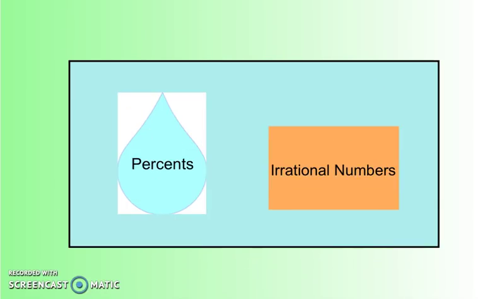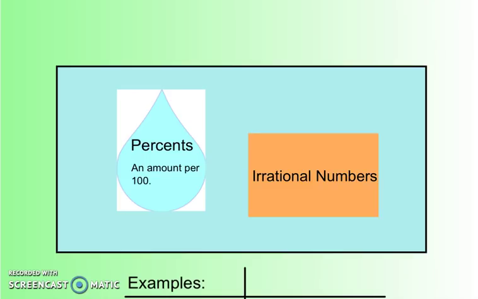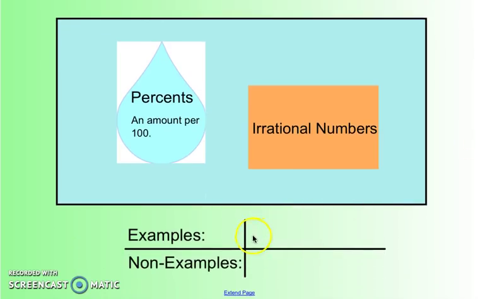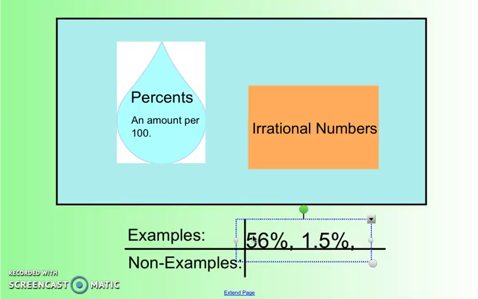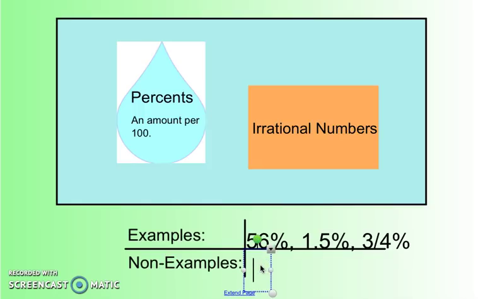Next category are percents. A percent is just an amount per 100. Percent actually means per 100. And so a percent could be under 100%. It could look like that, or it could have a decimal point in it. It could have even a fraction in it. I could have 3/4%. But that percent sign basically means that this is out of 100.